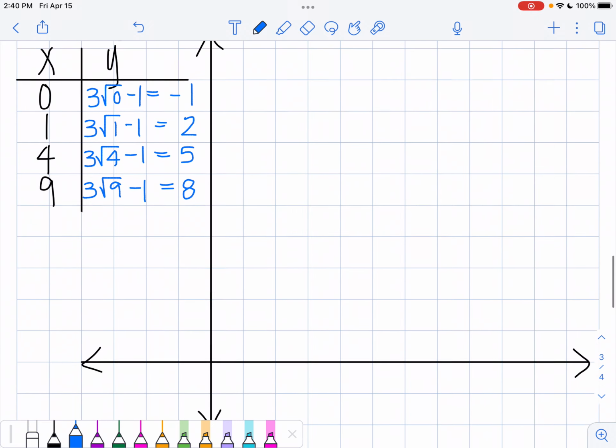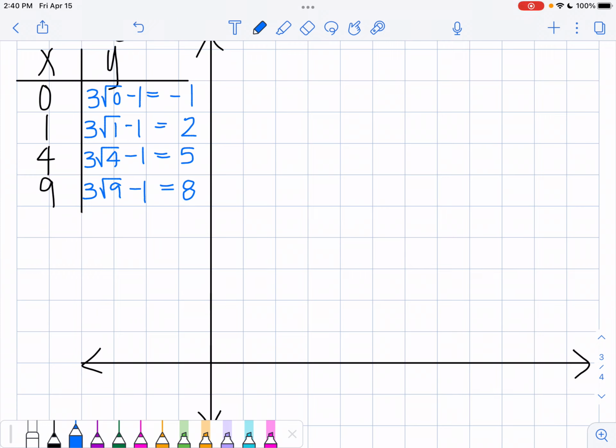So now I'm going to plot these points. I'm at 0, negative 1 here. I'm at the point 1, 2 here. I'm at the point 4, 5. So 1, 2, 3, 4, 5 here. And 9, 8. 1, 2, 3, 4, 5, 6, 7, 8, 9. 1, 2, 3, 4, 5, 8.